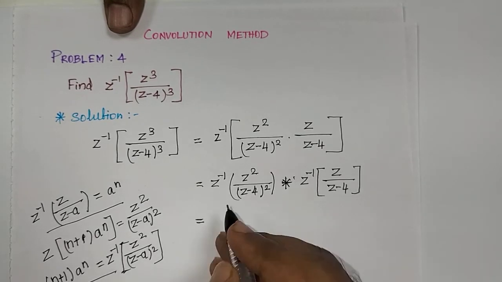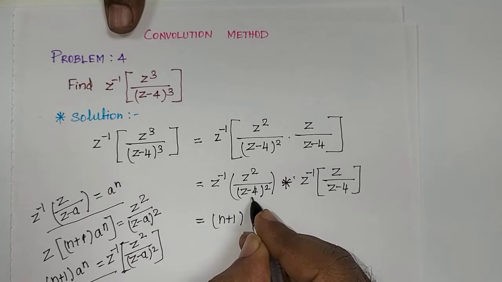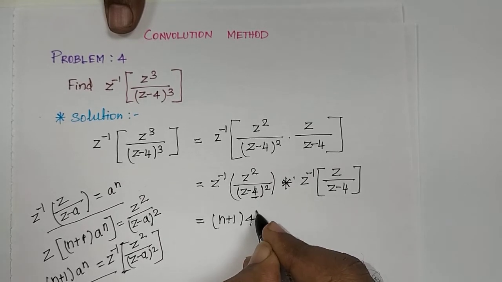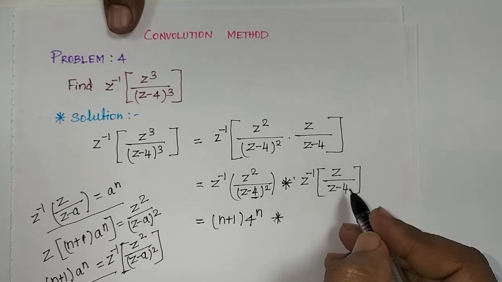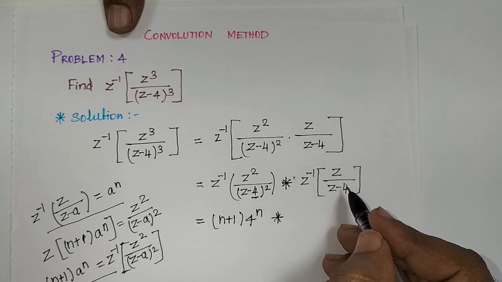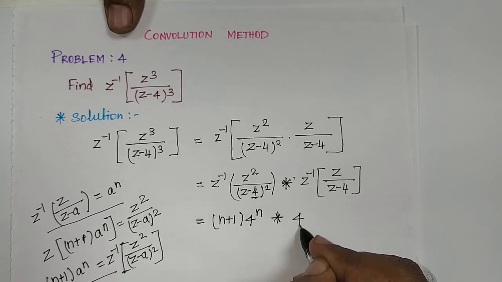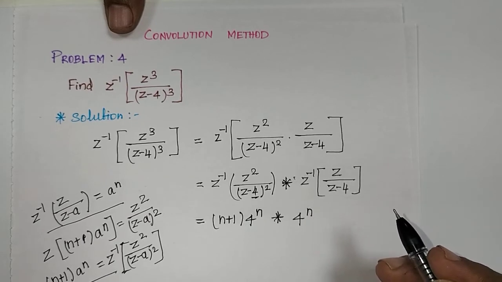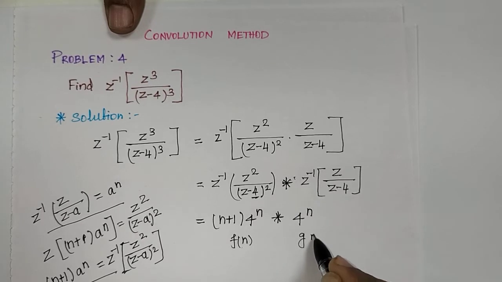So n plus 1 into a power n, I am writing a power n here, a equal to 4. So 4 power n, convolution operator star. Second one, you are already very familiar with this. Z divided by z minus 4 means we can write 4 power n. So after writing the functions, consider this is f of n, consider this is g of n.